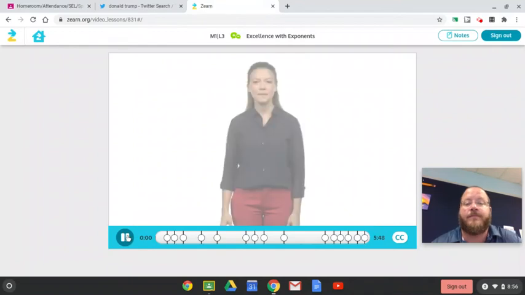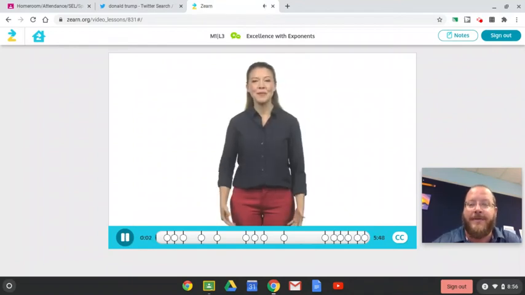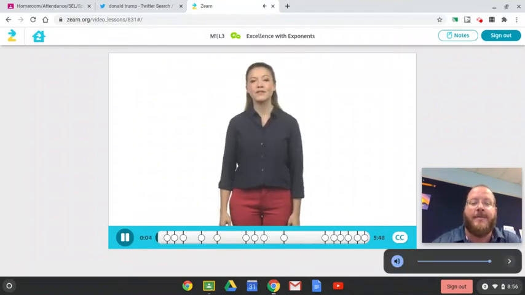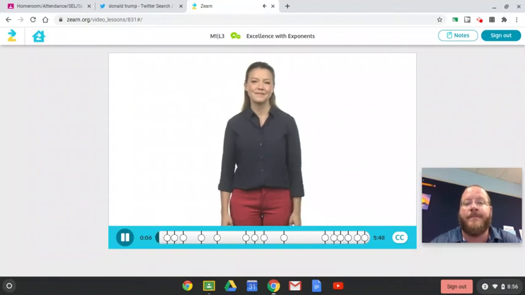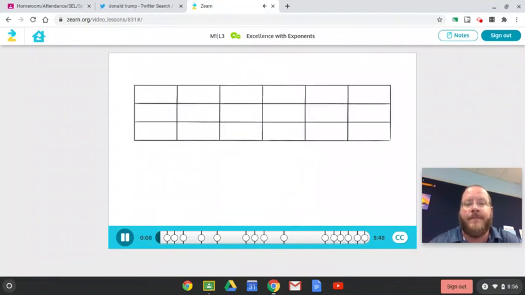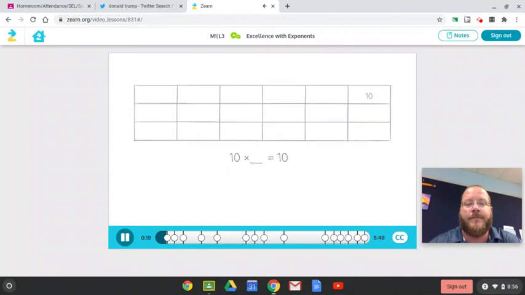Hi, Zearner. Hello. Today, we'll multiply and divide numbers by the powers of 10. Let's hit it. First, let's create a powers of 10 chart. We'll start with 10. 10 times what number equals 10? Fill in the unknown factor.